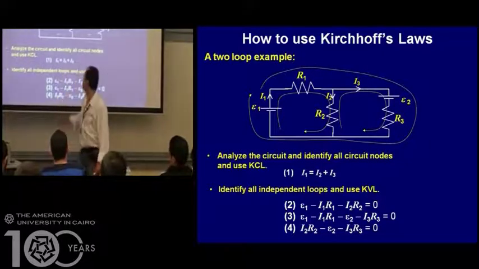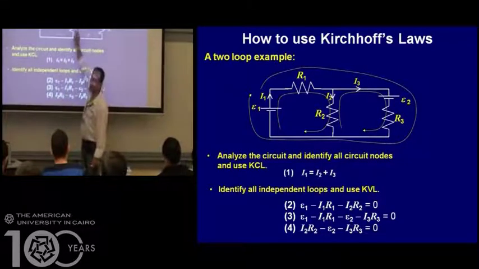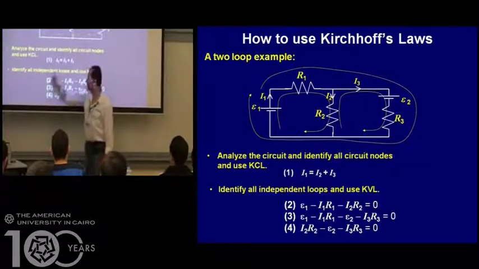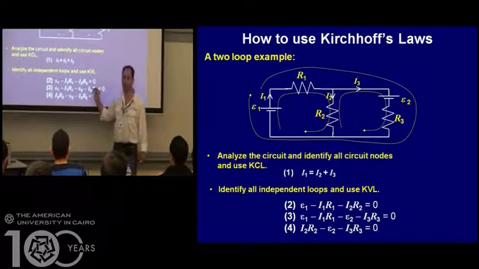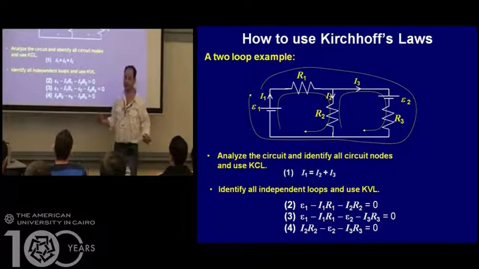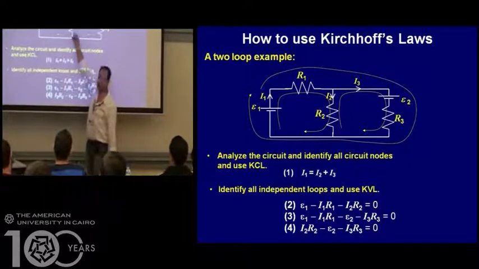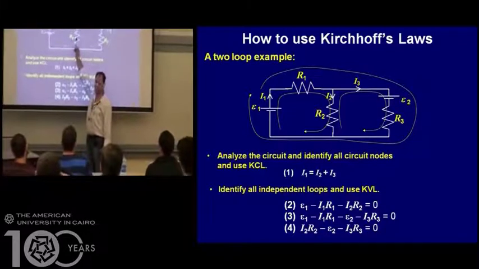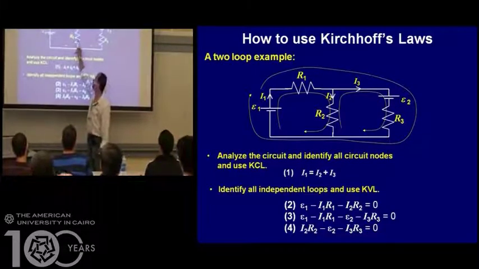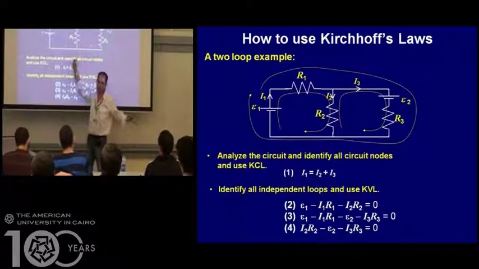If you assume the current in R2, for example, that's I2, is going down, and when you solve the equation you find the value of I2 to be negative, that means that your assumption was not correct. The direction of the current in that resistor is up, not down, if you solve it and it comes out to be negative.